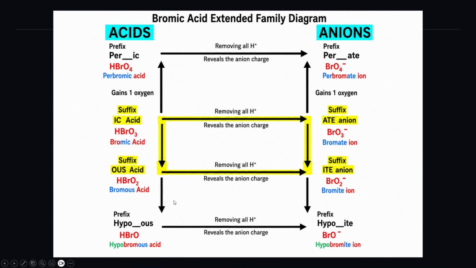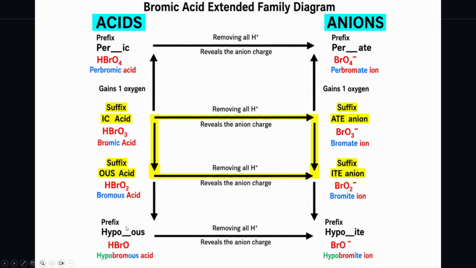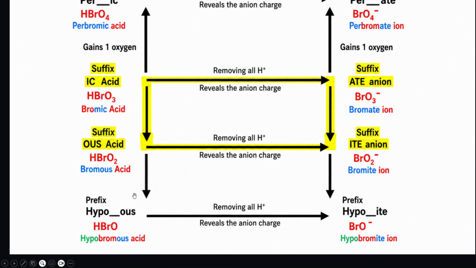So when we look at the family members from the very bottom, an acid that has 1 fewer oxygen is going to have the prefix hypo, and it's going to have the suffix -ous. An example would be hypobromous acid. Still going to donate its hydrogen ions. The anion would also have the prefix hypo. However, it would have the suffix -ite, such as, for an example, hypobromite ion.